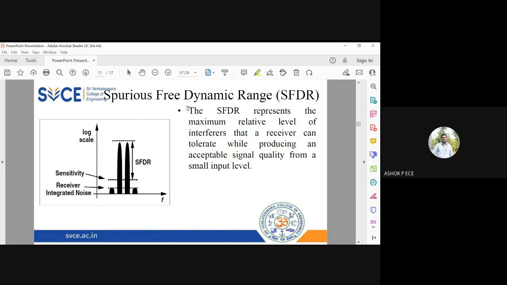So SFDR will represent the maximum level of interference a receiver can tolerate. If there are 100 interferers, how much your receiver can tolerate is going to be the measure of SFDR, whereas dynamic range will say what is the maximum power level your device can handle. So both are giving two complete dimensions of noise. For both of them, the lower bound is going to be the sensitivity. For dynamic range, the upper bound is going to be the maximum power your device can tolerate, and for SFDR, the upper bound is going to be the power of the third order IM product. Okay, that is going to be the maximum upper bound for your SFDR.